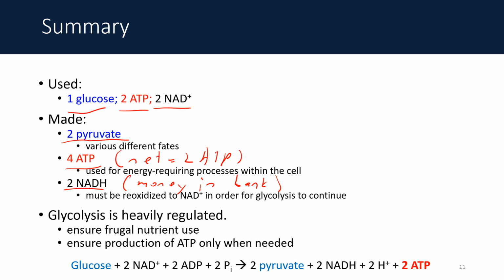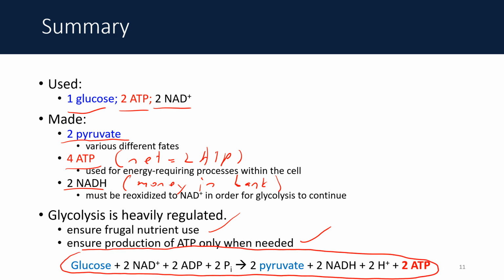Now, glycolysis needs to be heavily regulated. This is going to ensure that we use our resources wisely and that we only make ATP when we need it. If we don't need ATP, if the energy demands are not very high, well, we can use these resources in other pathways, like making glycogen, for example. And so if we put it all together, the entire equation for glycolysis is as follows. 1 glucose plus 2 NAD+, 2 ADP, 2 Pi yields 2 pyruvates, 2 NADH, 2 protons, and 2 ATP.